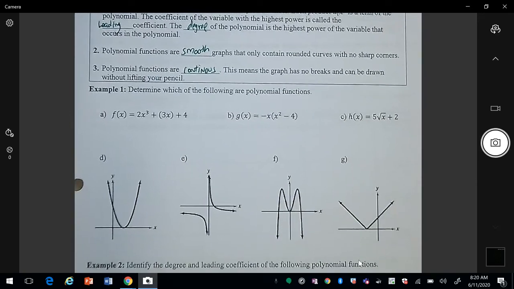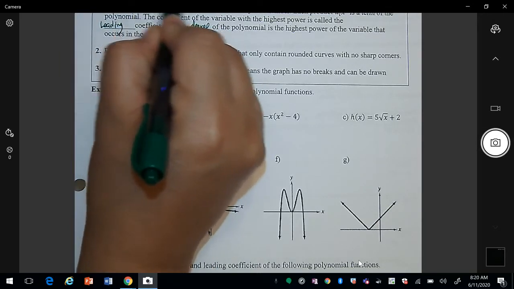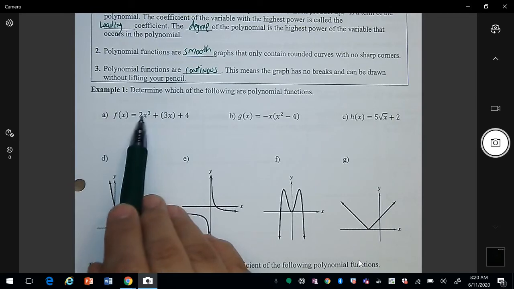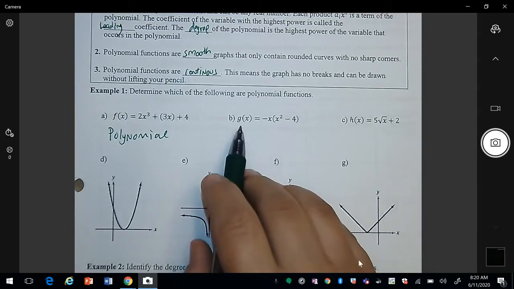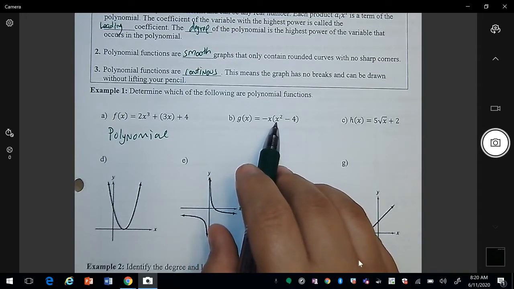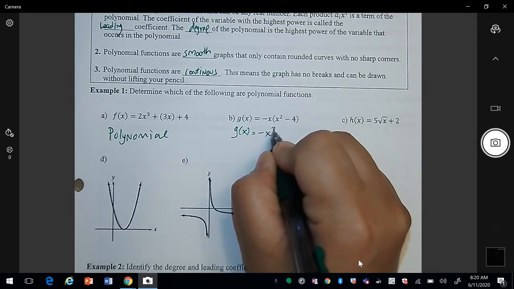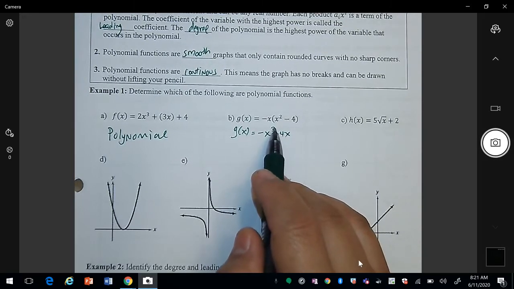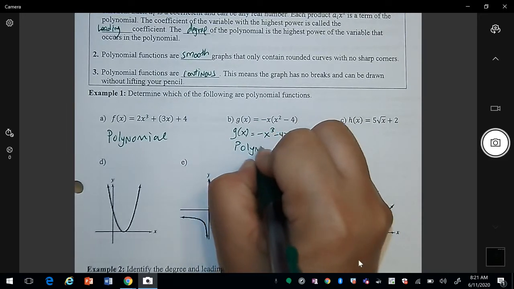So example 1: determine which of the following are polynomial functions. One of the important things in the definition is that n is a non-negative integer. That's the exponent. If we look at all the exponents here, they're integers, so this is going to be a polynomial function. G of x is equal to negative x times x squared minus 4. If I multiply this out, I get negative x cubed minus 4x, and I can see my exponents are non-negative integers. So this is still a polynomial.